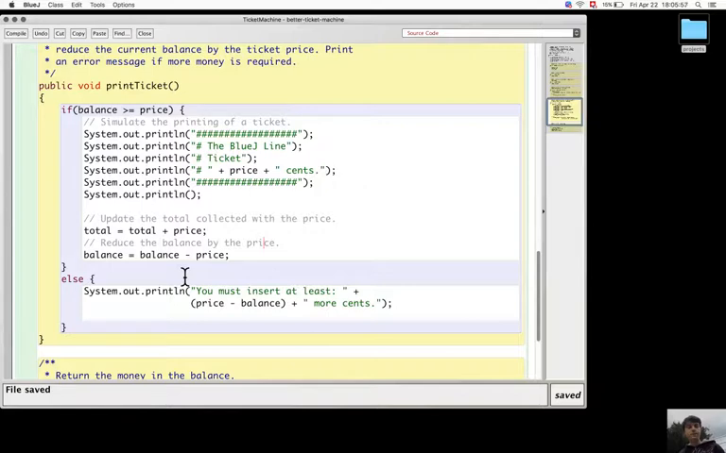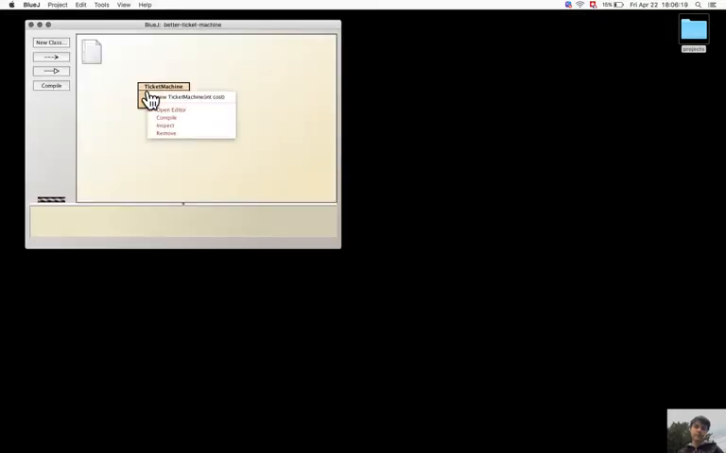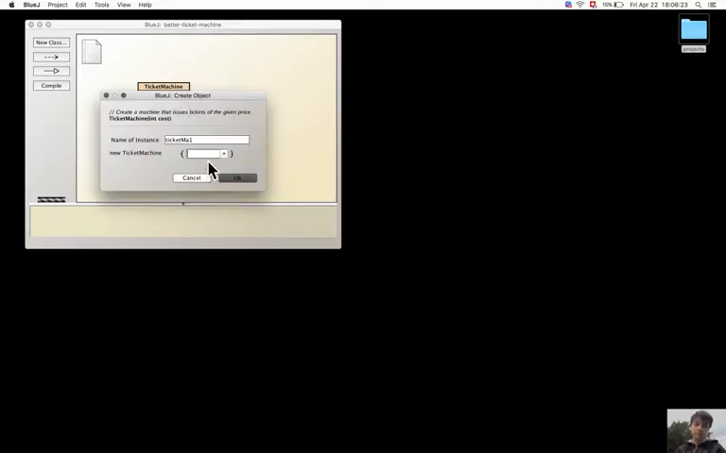In the case of the print ticket, removing the else from price, and multi dimension.